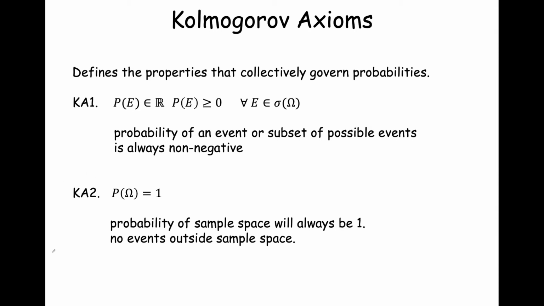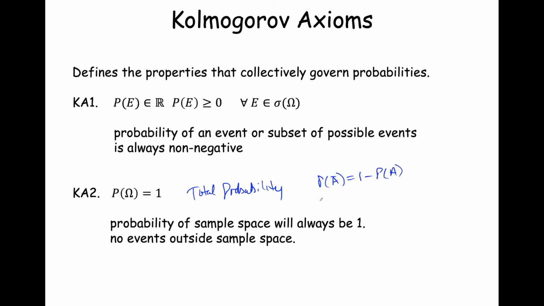The second Kolmogorov axiom says that the probability of all of the outcomes, our sample space, will always be 1. And therefore, there are no events outside the sample space. This is sometimes called the law of total probability. And that law of total probability, consequently, is what gives us the probability that not A is equal to 1 minus the probability of A.